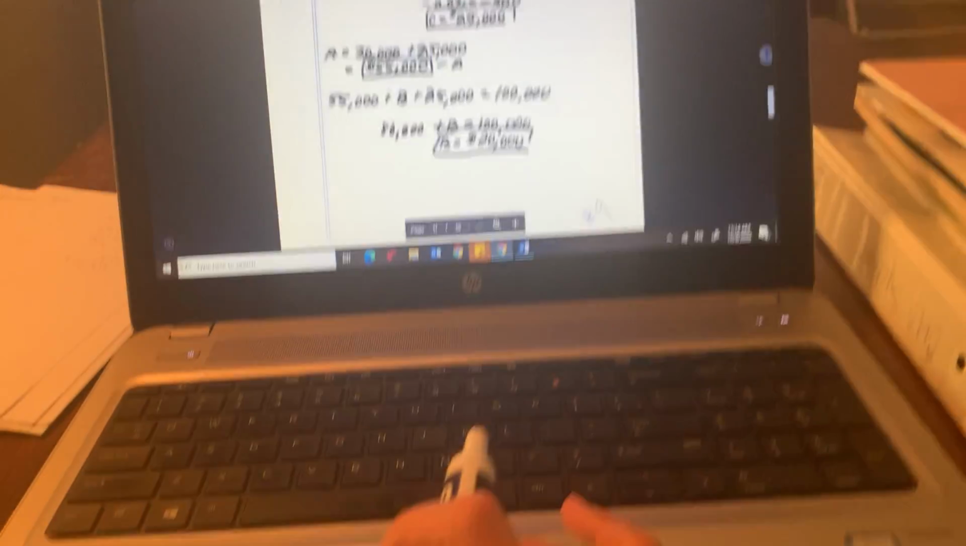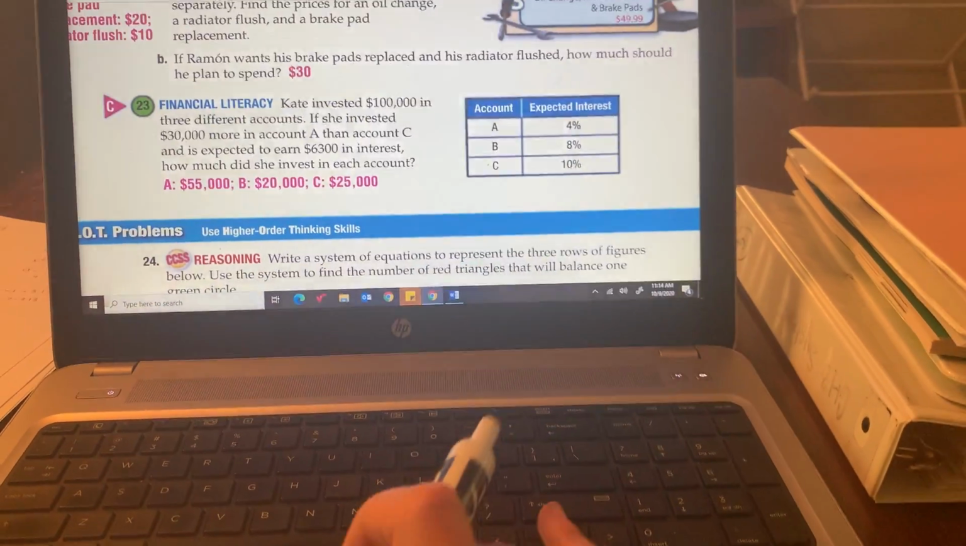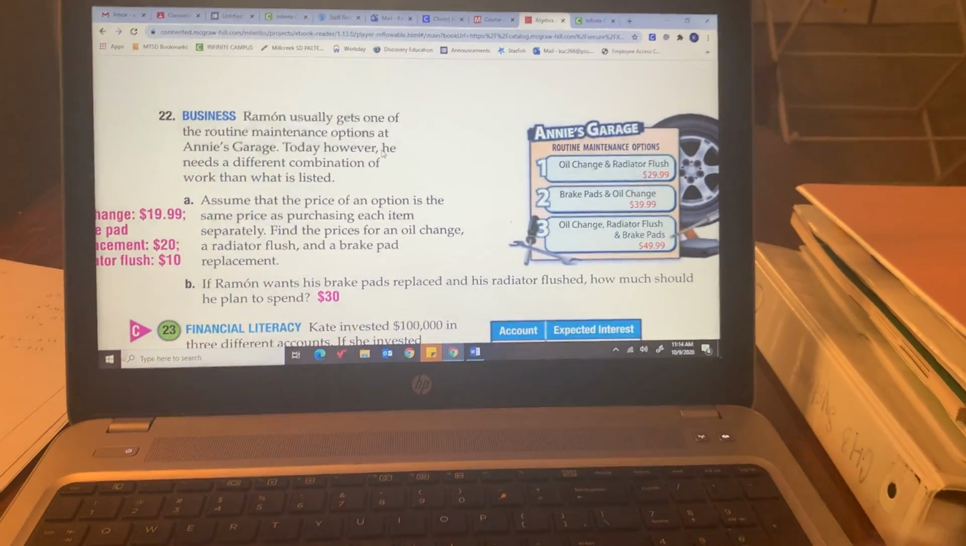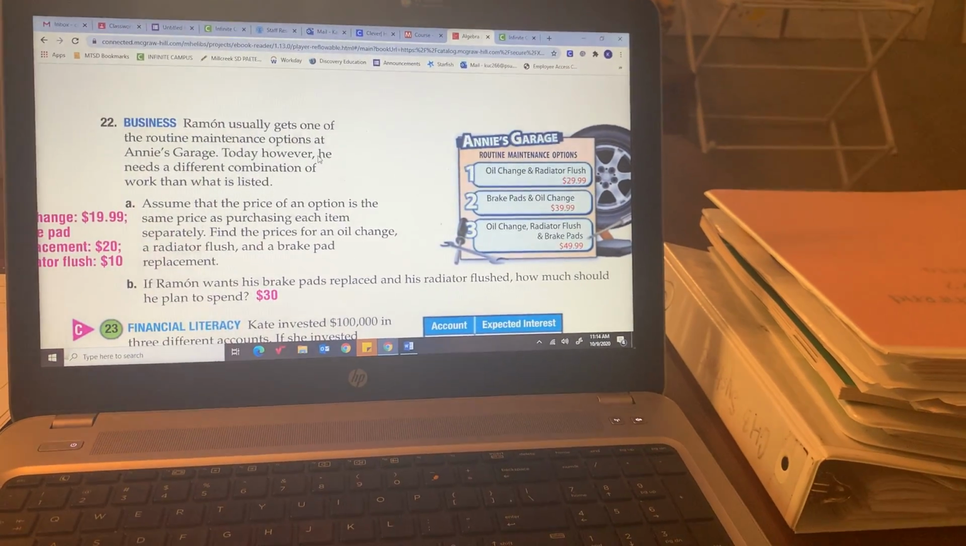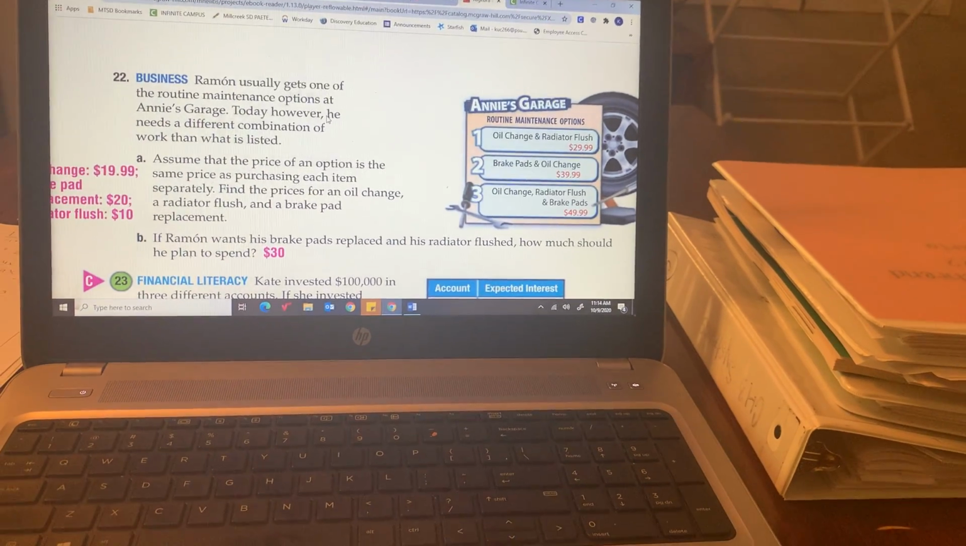Okay, all right, let's do the last one in the book. It's also in your review guide. It says Ramon usually gets one of the routine maintenance options at Annie's garage. Today, however, he needs a different combination of what's listed.